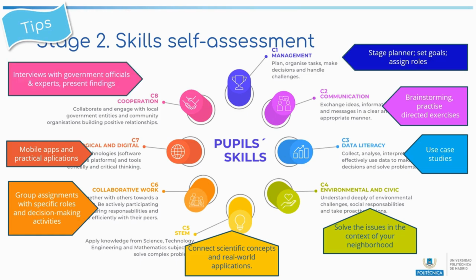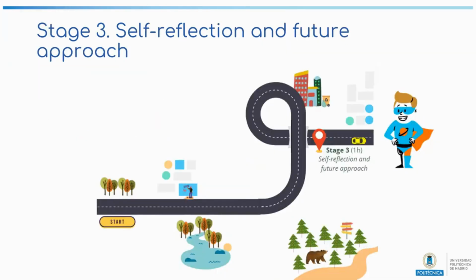Cooperation. This competence may be developed by fostering relationships outside the school. Service learning approach will help this competence, as the project includes from the beginning relationships with stakeholders outside the school community, such as neighborhood associations, public institutions, elder centers, etc. We will end this midterm assessment with Stage 3.